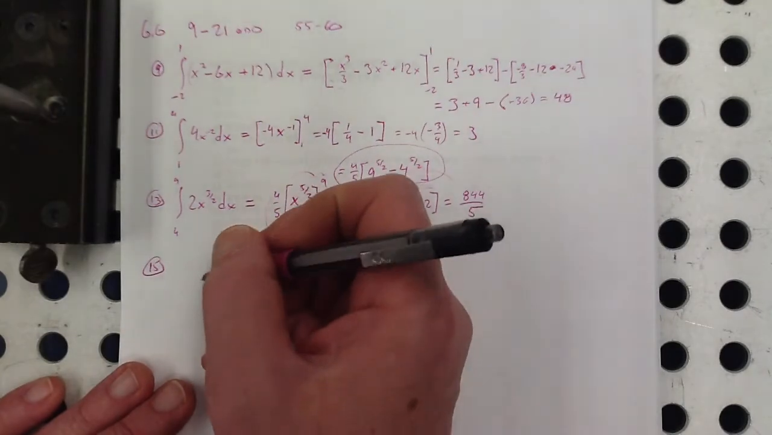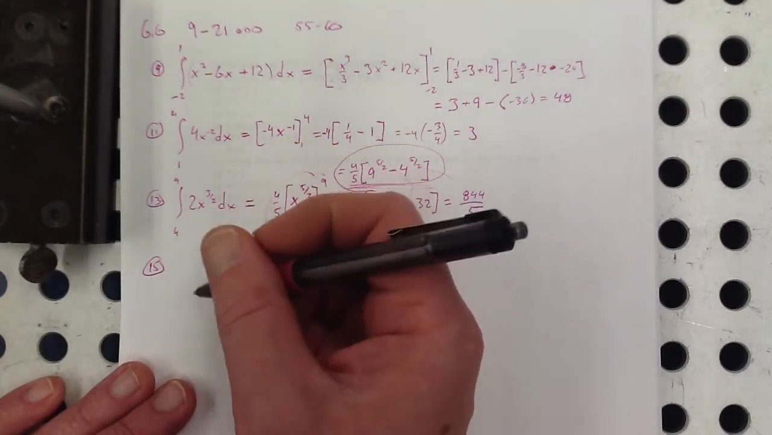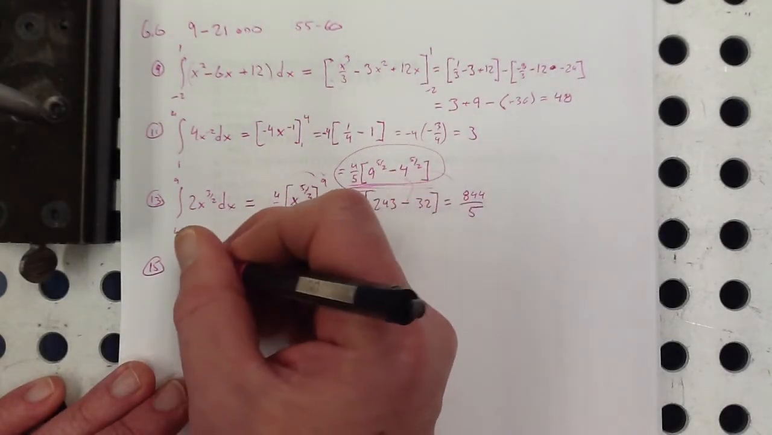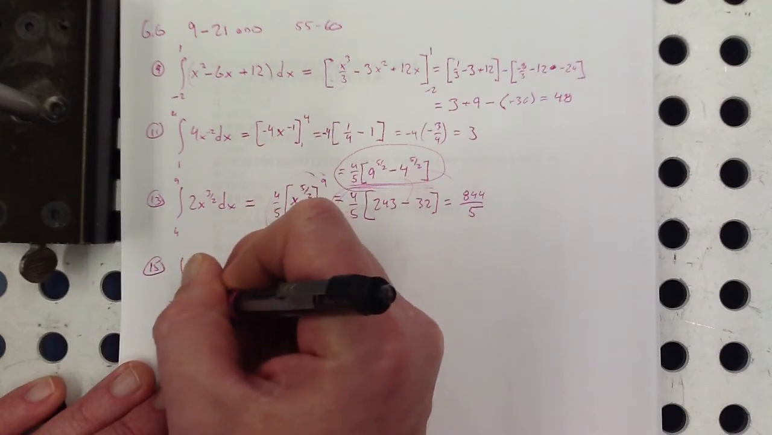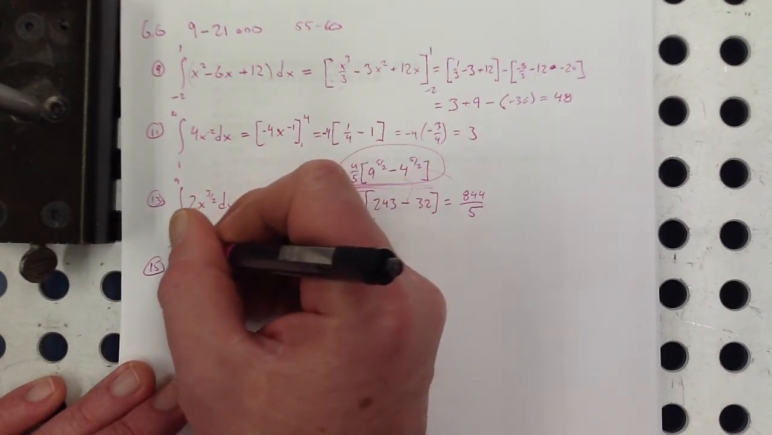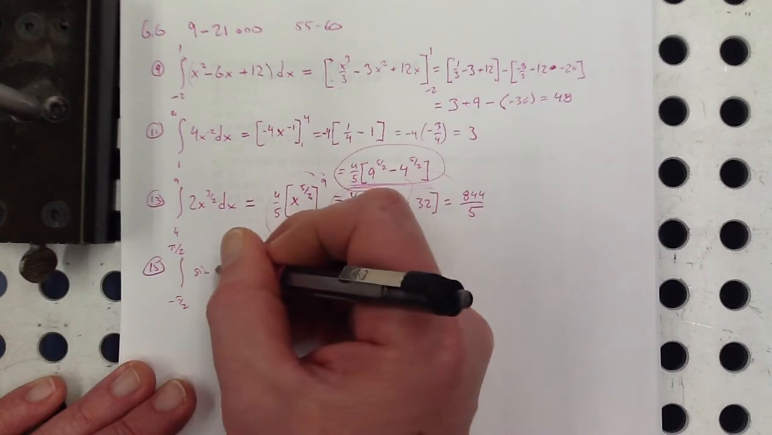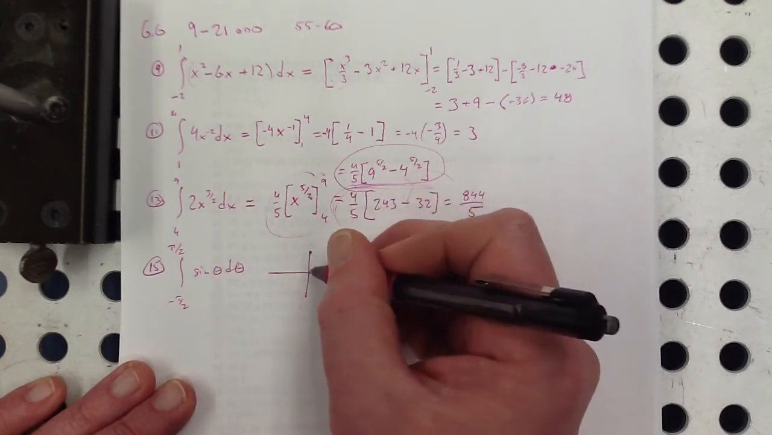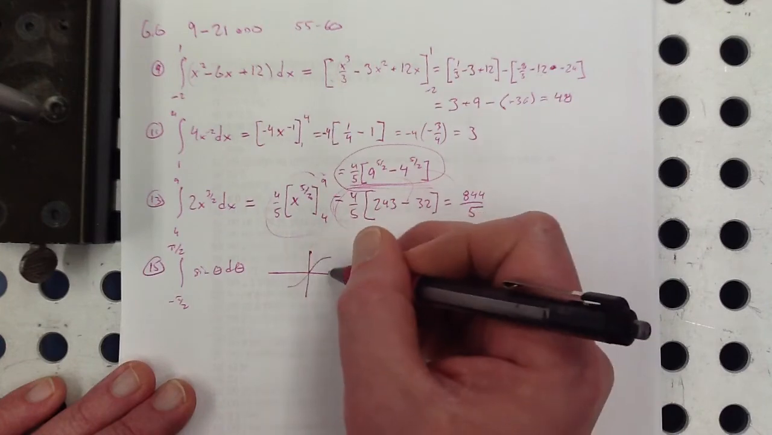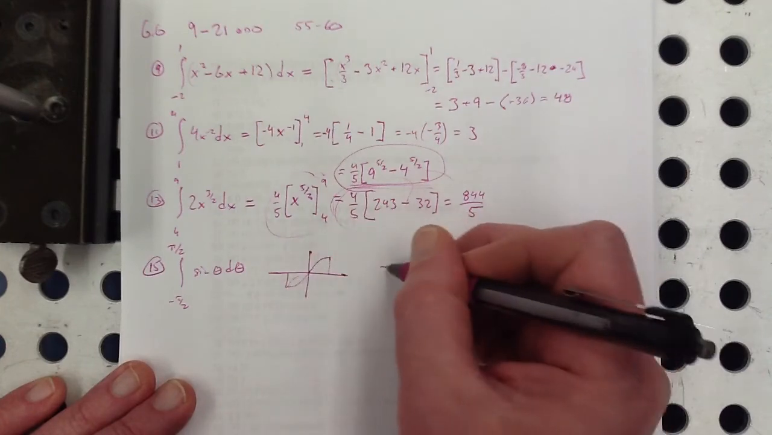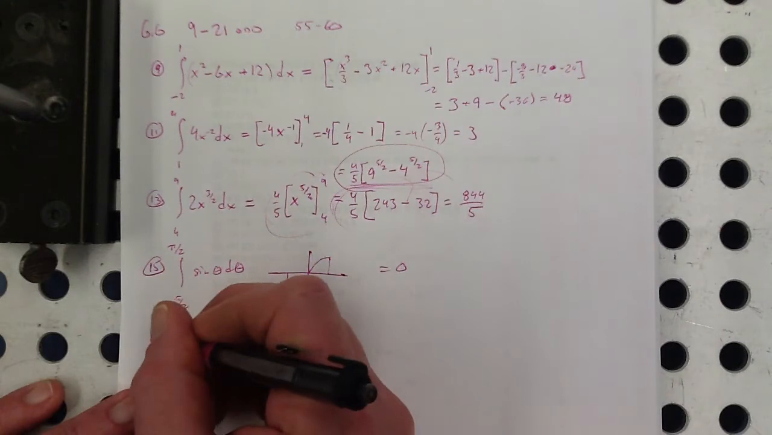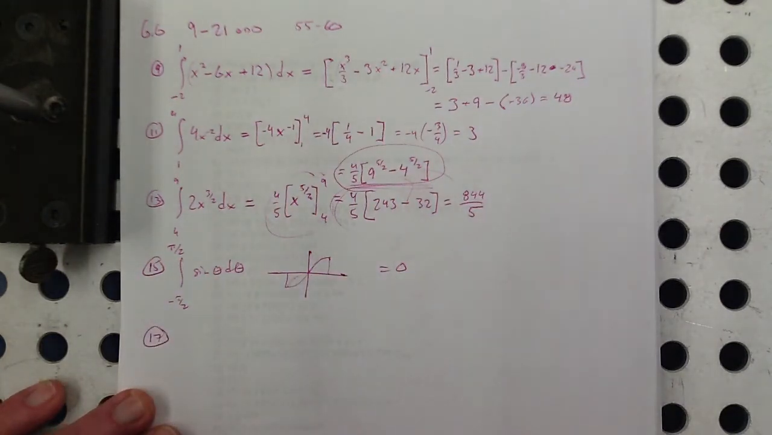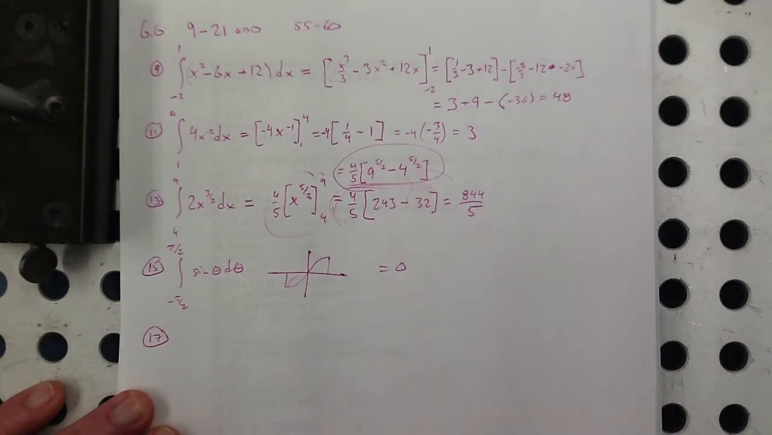All right, so how about from negative pi over 2 to pi over 2 of sine theta d theta. Oh, you know what? Not going to do that because I know what the sine function looks like. And from negative pi over 2 to pi over 2, that's 0. So you can do it if you want and show yourself that it's equal to 0, but I'm not going to.